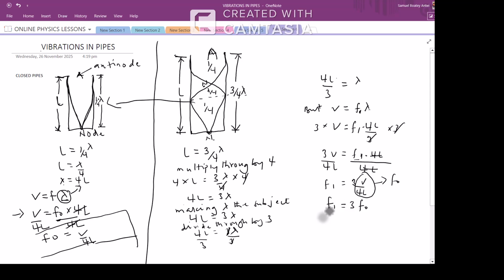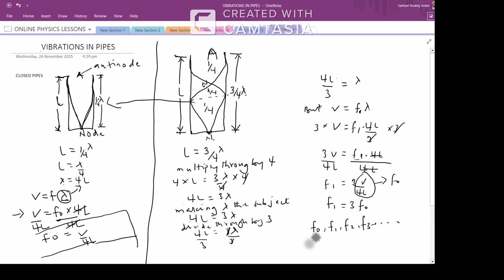What's the implication of this? It means that closed pipe will only give you odd harmonics. So if you have your first frequency, which is your fundamental frequency, you have your first overtone, you have your second overtone. Sorry, let me rewrite this. My bad. You have your third overtone, which is F3 in that order.